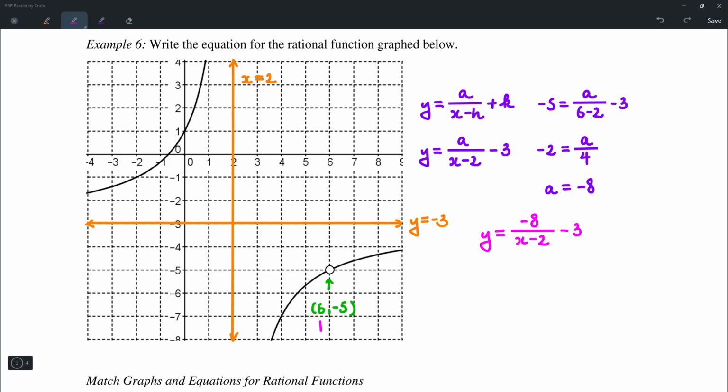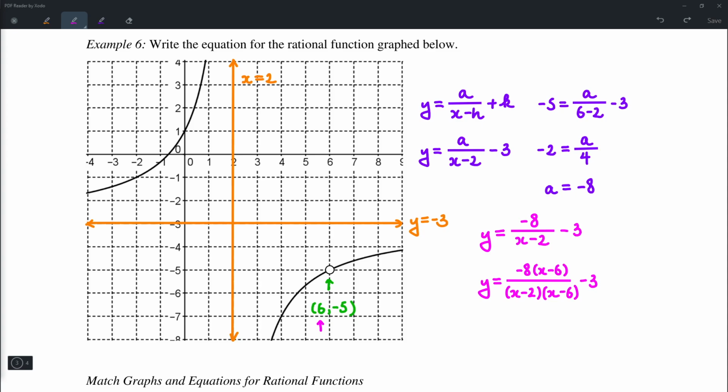However, we still have the point of discontinuity at 6, -5. So in order to account for that, we need a common factor in our rational function. And a common factor will be x minus 6. So now we have the equation for the rational function that's graphed right here. And that's it.